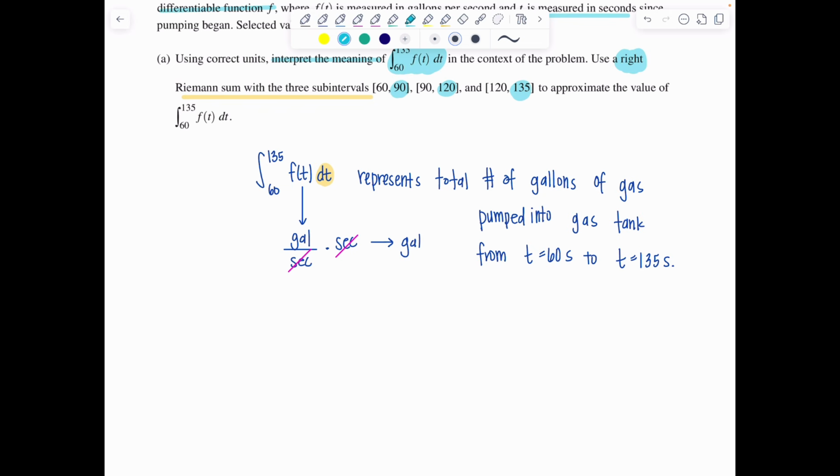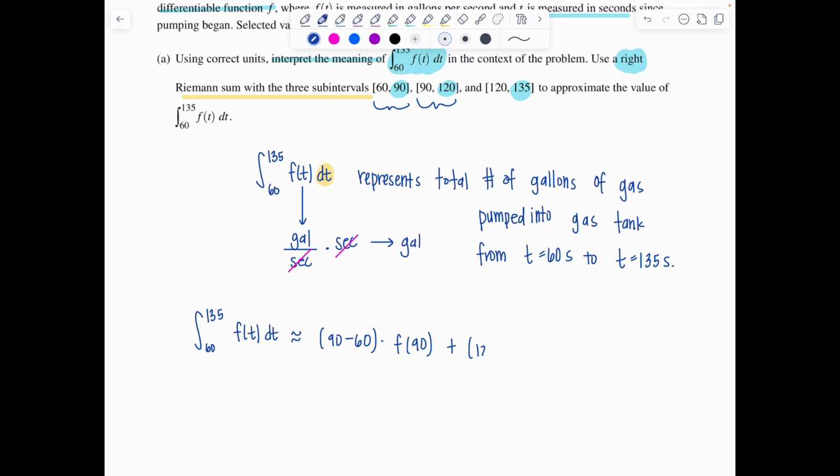Okay, so here we go. The definite integral from 60 to 135 of f of t dt is going to be approximately equal to rectangle number 1 will have a base of 90 minus 60 times a height of f of 90. I'm choosing the right endpoint of that interval. Plus rectangle number 2 will have a base of 120 minus 90 times f of 120. Plus rectangle number 3 will have a base of 135 minus 120 times f of 135. Okay, then clean up from here.